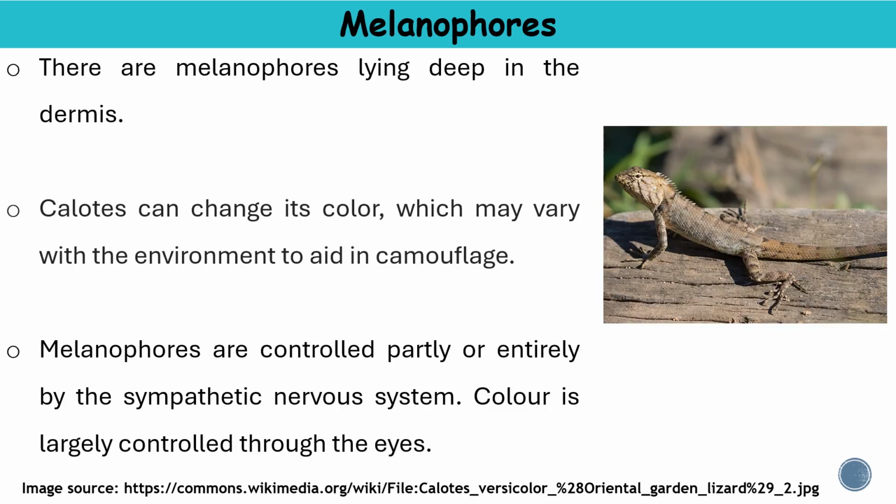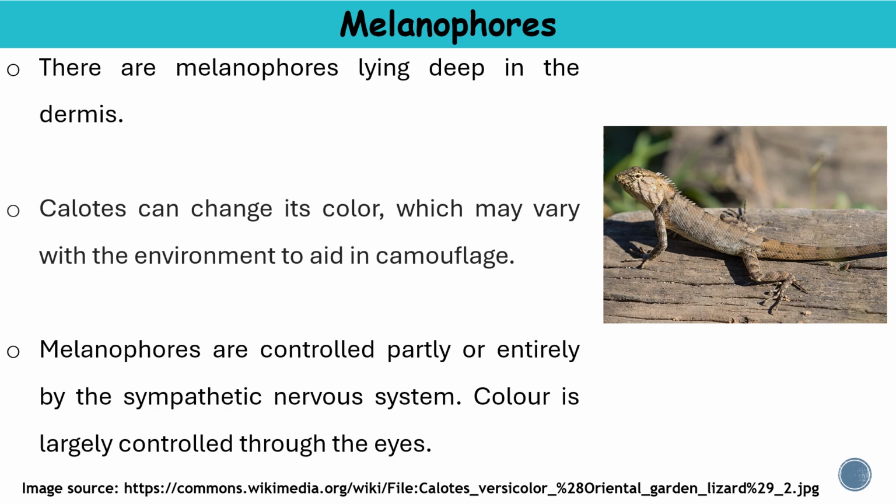Next is melanophores. As all of us know, the garden lizard or Calotes has the unique character of changing the color of its skin according to the environment or surface where it is present. So they have highly specialized cells known as melanophores, and these melanophores are present deep in the dermis region.